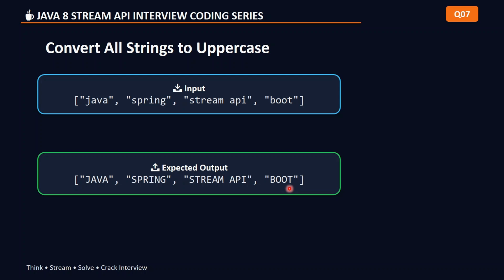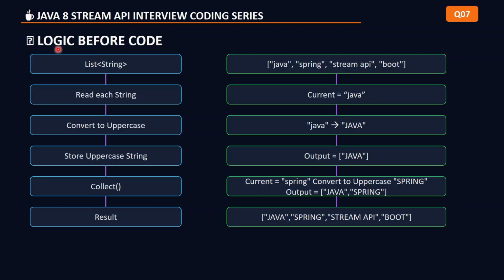So let's get started. So this is the logic before code. We have a list of strings, lowercase Java, lowercase Spring, lowercase Stream API, lowercase boot. So we are going to read each string. So currently we have lowercase Java. So we are going to convert it to uppercase. So lowercase Java becomes uppercase Java. And we are going to store that uppercase string in a list. So the list now contains uppercase Java.